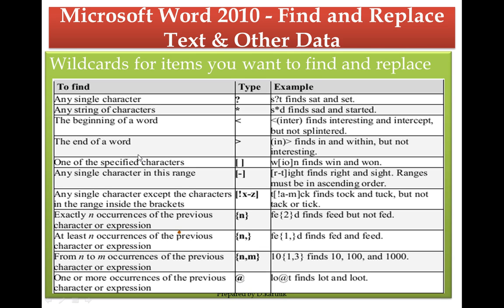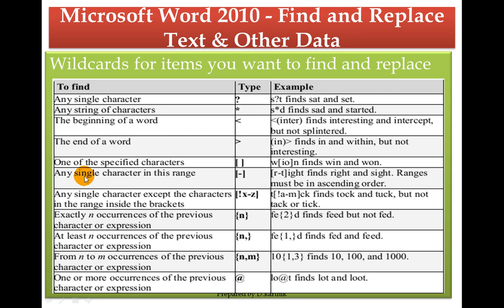So this is a table. To find any single character, use the question mark symbol, for example, s question mark t finds sat and set. For any string of characters, use the asterisk. For the beginning of a word, use the less than symbol. For the end of a word, use the greater than symbol.